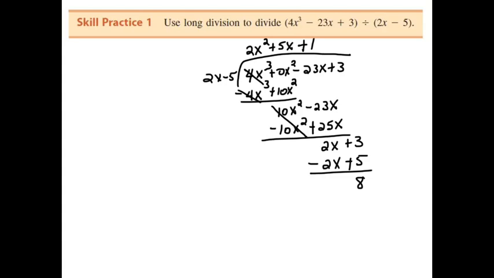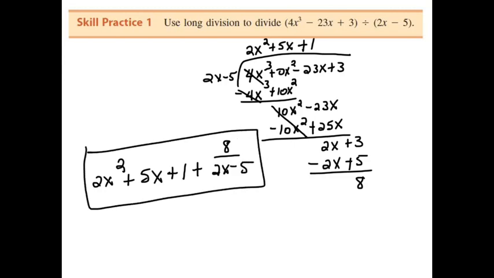And so my final answer then is 2x squared plus 5x plus 1 plus my remainder divided by the divisor. And that's the final answer. Okay.